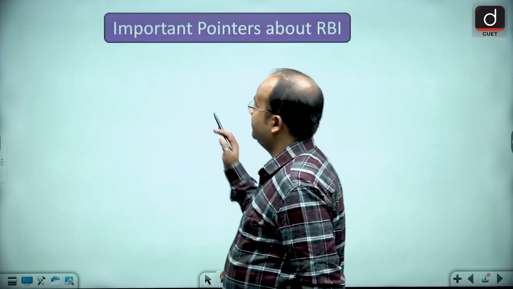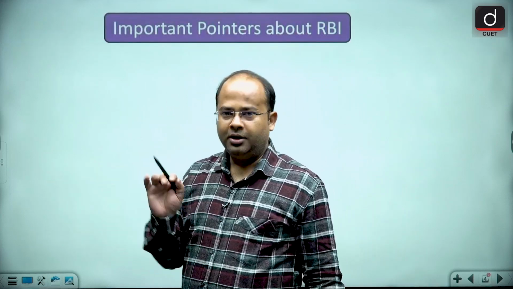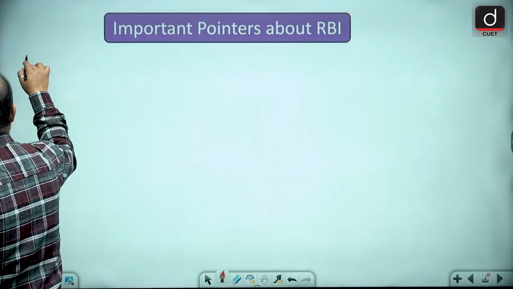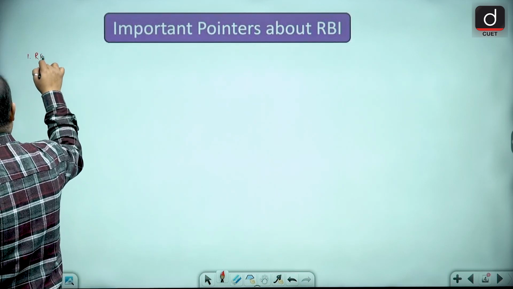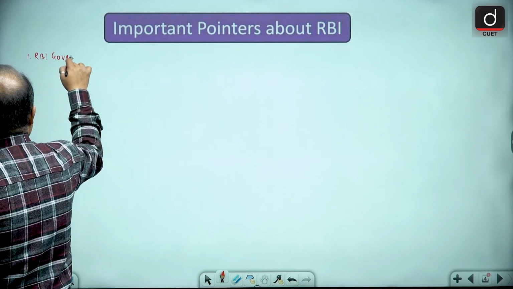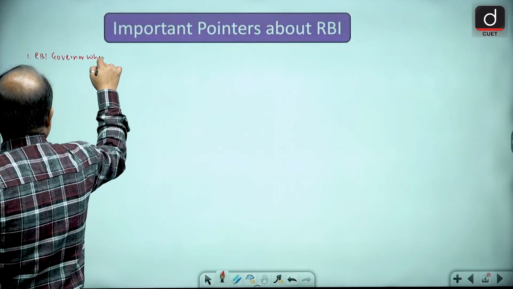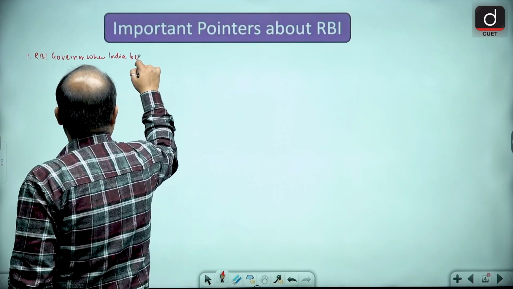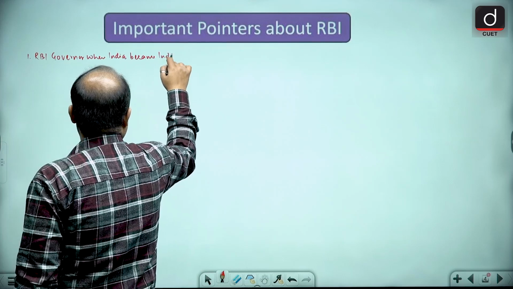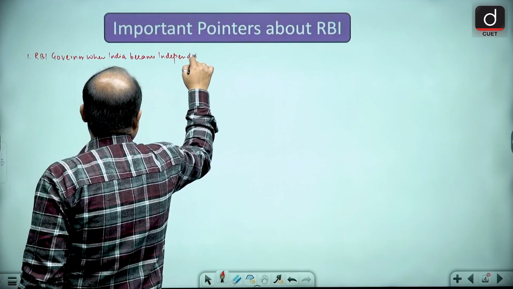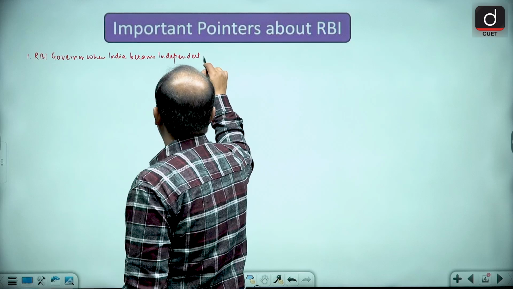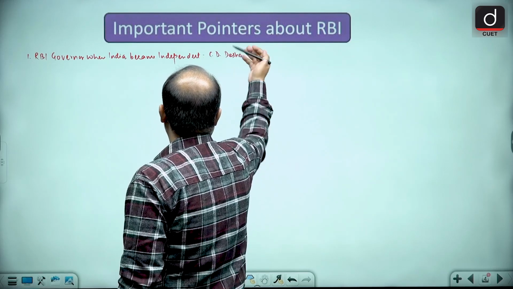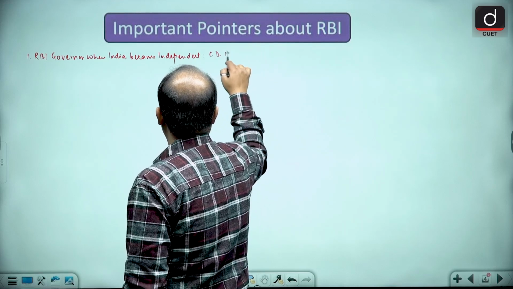So let's discuss some important pointers about RBI. This question is asked in banking examinations. The RBI governor when India became independent was C.D. Deshmukh.